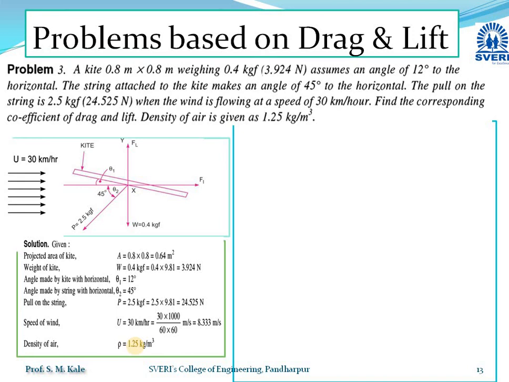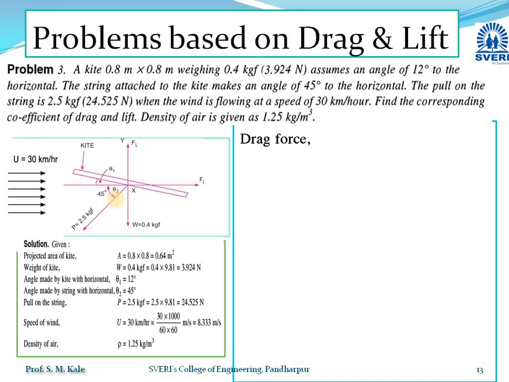So first of all, to calculate the value of CD and CL, we need to calculate the value of drag force and the value of lift force. So we know the definition of drag force and lift force. Drag force is the force which is acting in the direction of motion. So as the direction of motion is here towards this direction, whatever force will be acting on the kite towards the horizontal direction will be called a drag force.